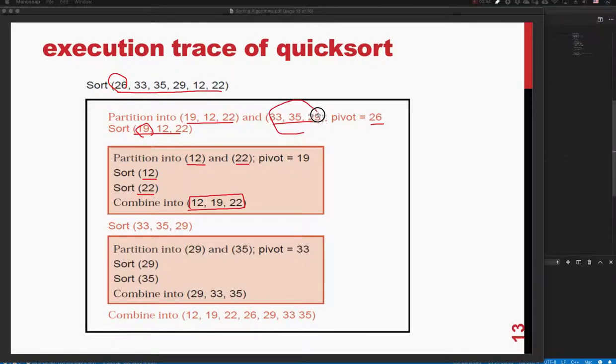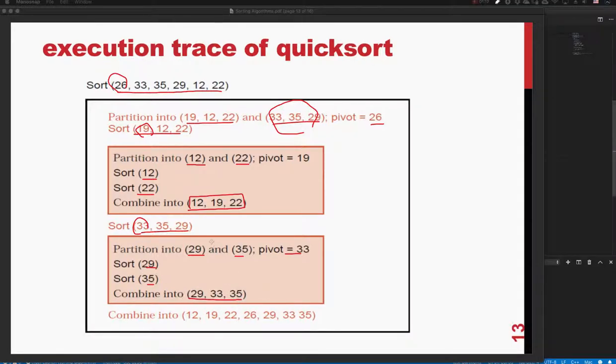Then the right-hand side of the original array, so this is the one. Pivot is 33, so we divide into two, 29 and 35. Each of those has one element, so they are sorted out. Put together, we have this form.